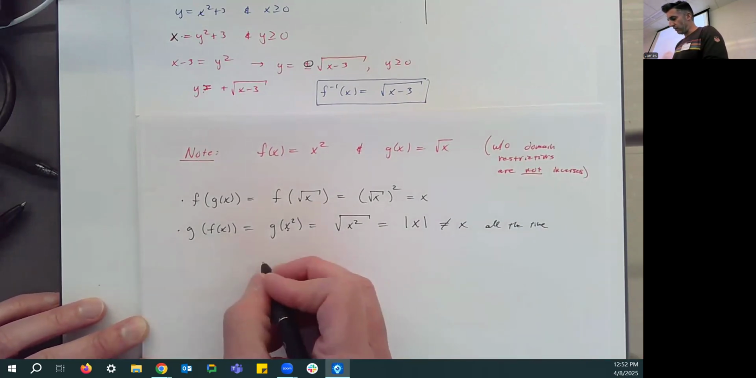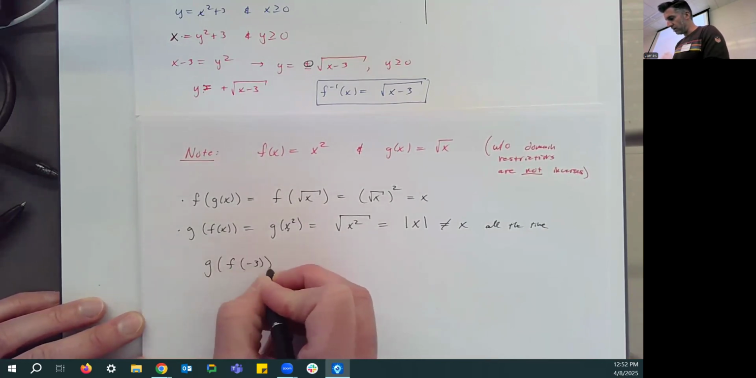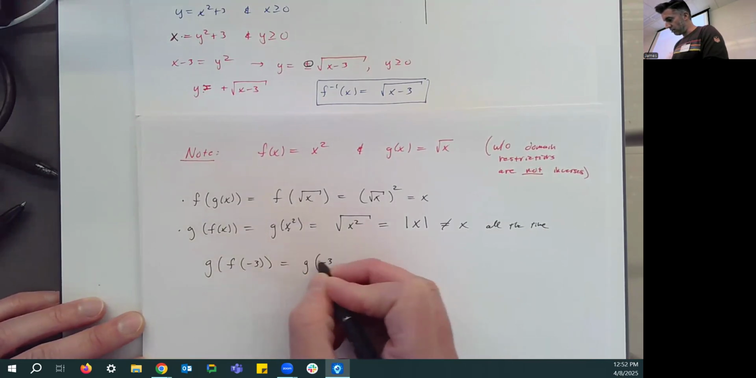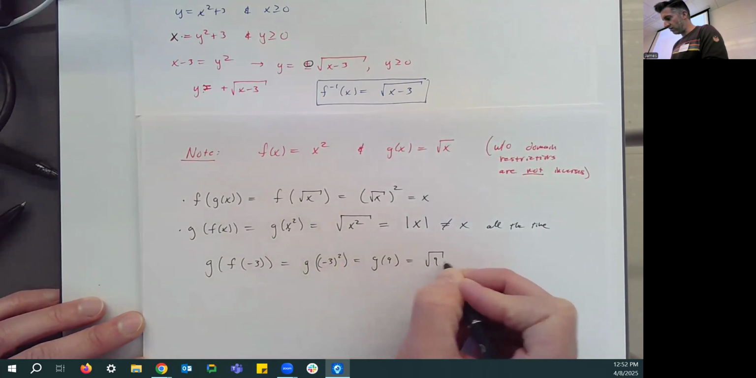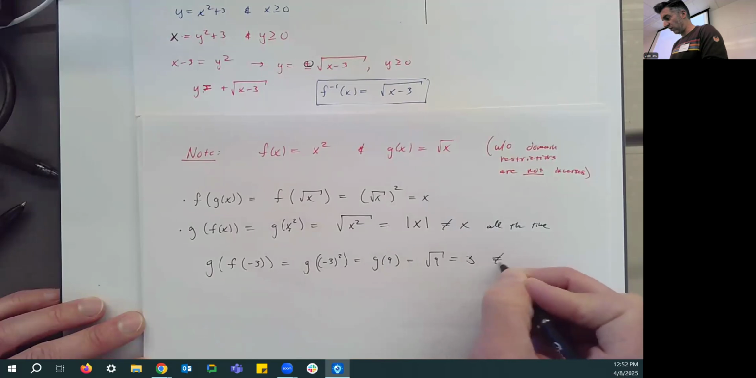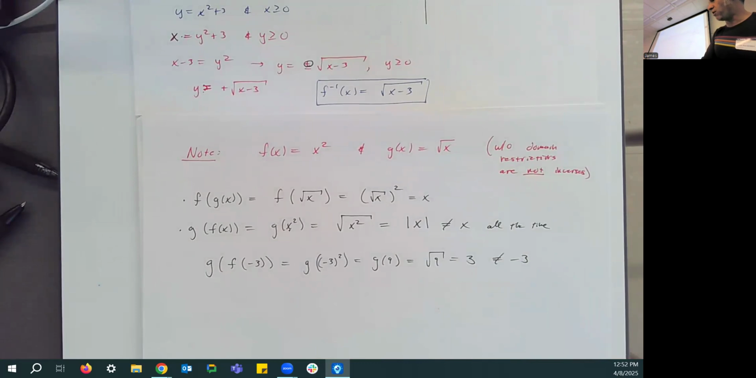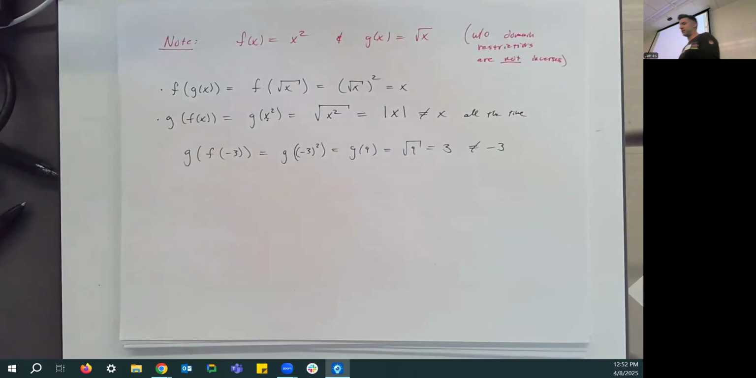So I'll point out here, if you look at, say, g of f of -3, you get g of -3 squared, which is g of 9, which is the square root of 9, which is 3, which isn't what we started with. So that shows that these functions are not inverses of each other without doing more work to restrict the domains. Okay. Probably said more on that than I really needed to, but not bad to see it. There's just so many other things to talk about.